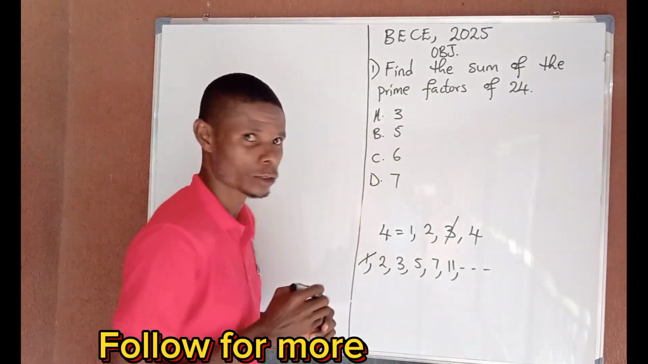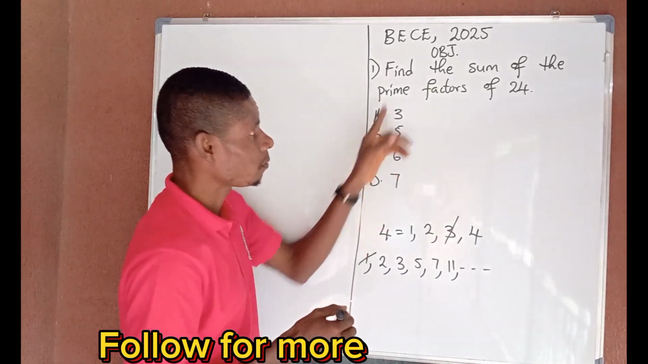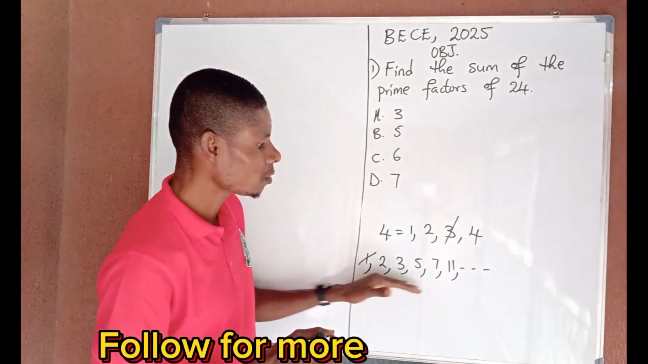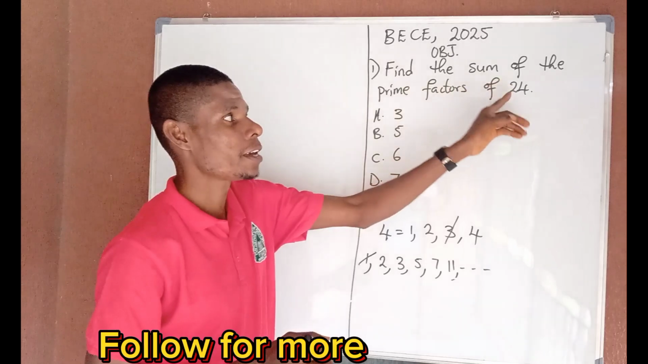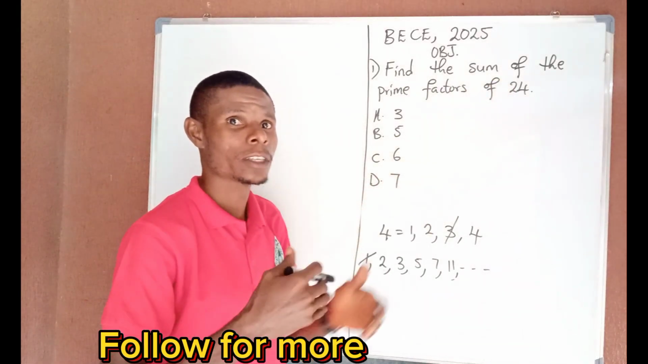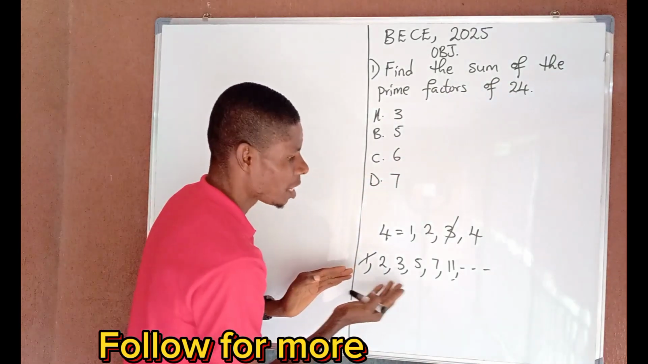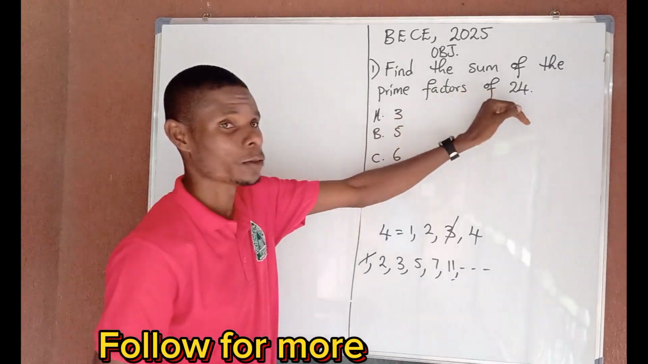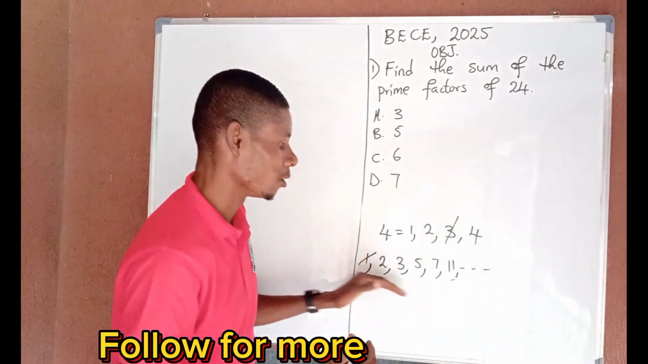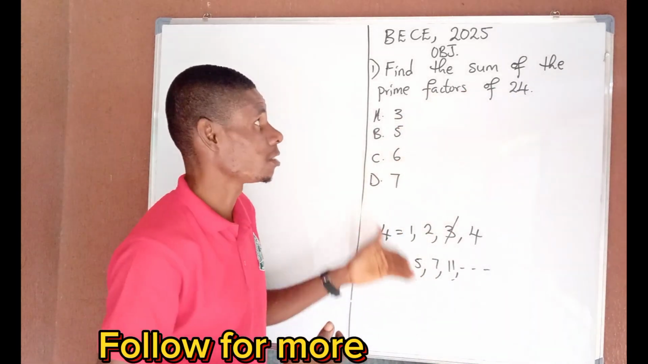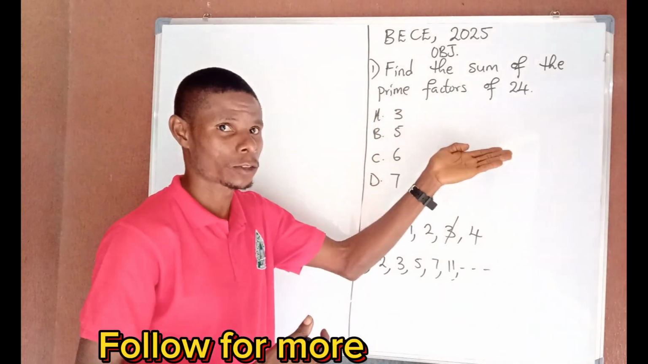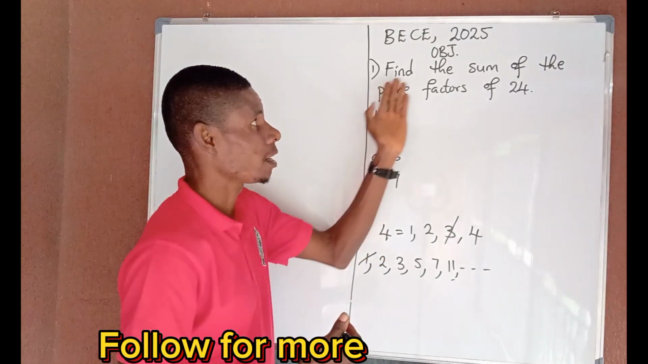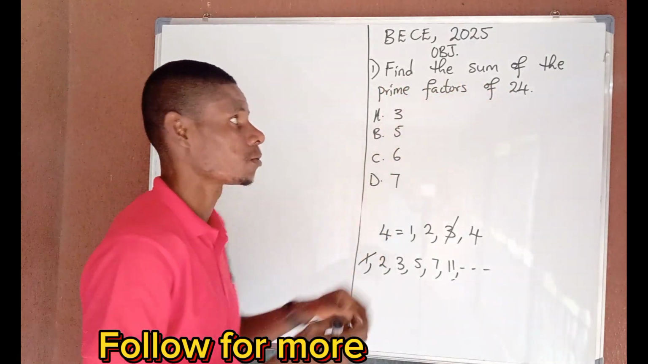So it is out. Then prime factors means those prime numbers that can divide 24 without remainder. If these prime numbers can divide 24 without remainder, they automatically turn to prime factors. Okay, so we are asked to find the sum of the prime factors of 24.